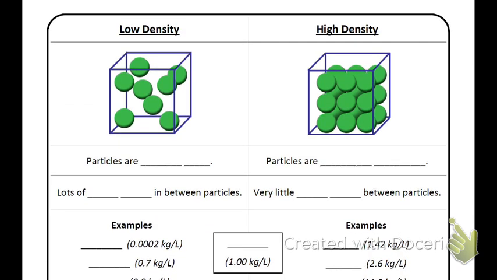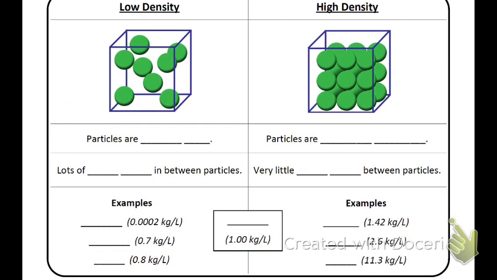So they have a little bit better pictures here. Low density, their particles are going to be spread out. The particles of the object will have room to move around. If you have higher density, the particles are close together.